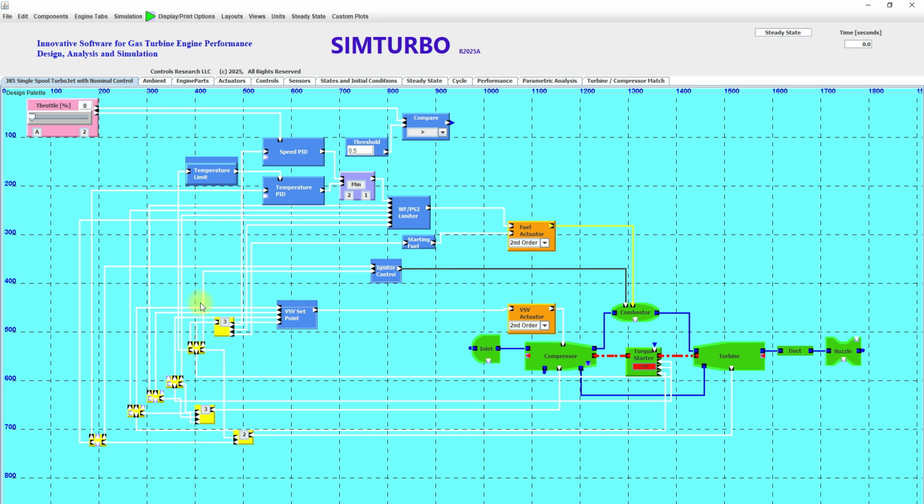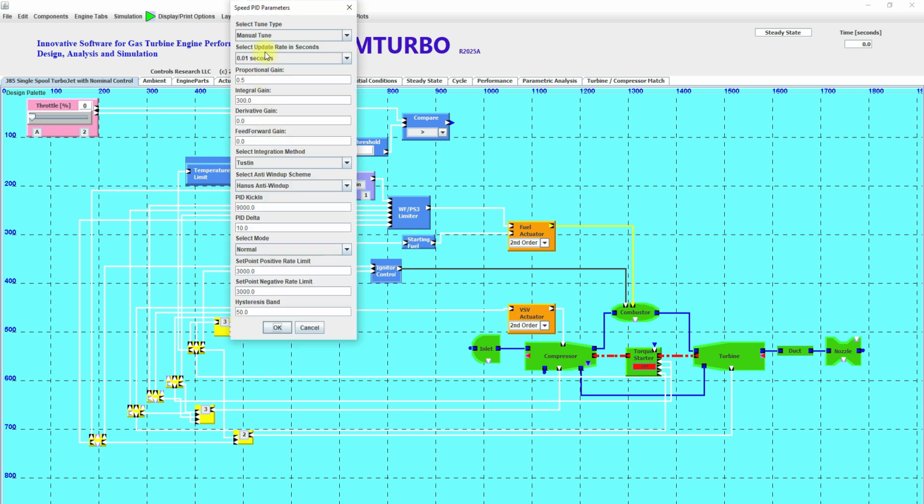You can see we have two PID systems, the speed and the temperature PID, as well as limits for the temperature as well as the fuel rate over pressure limiter. We have a starting fuel, a variable stator vane control, as well as the igniter control.